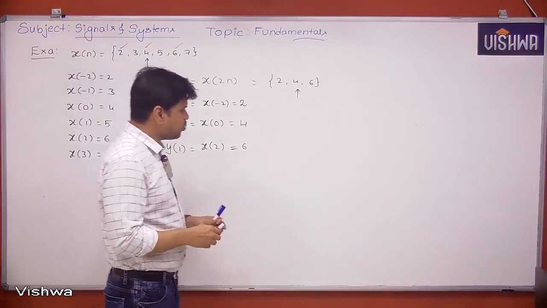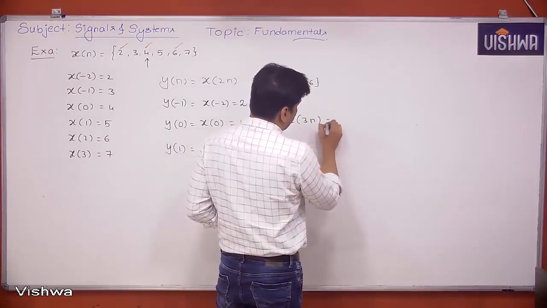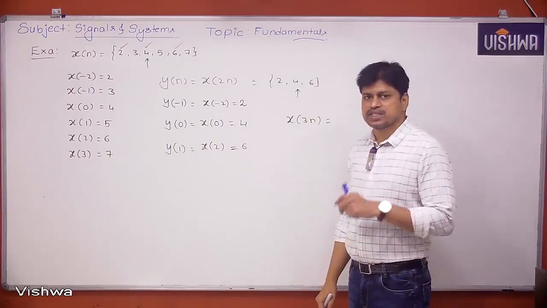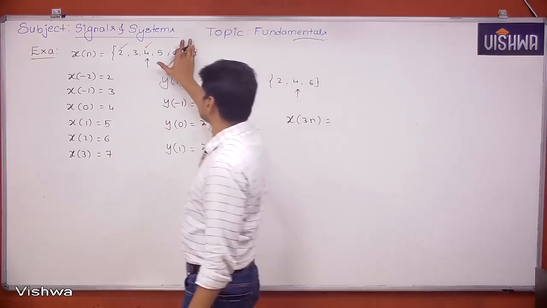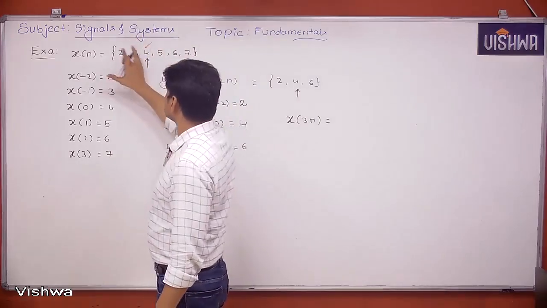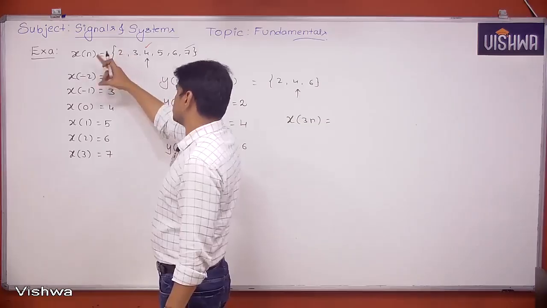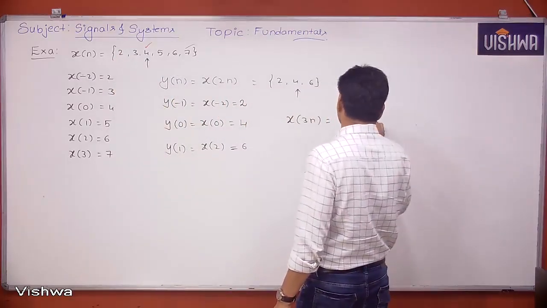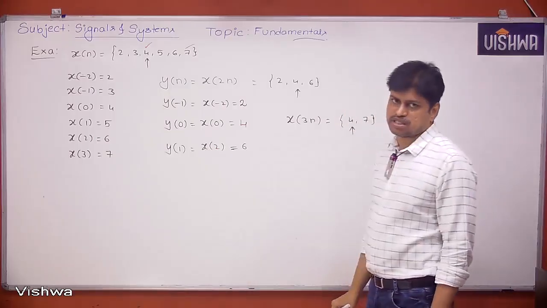Suppose somebody wants to find out x of 3n, then what do we have to do? Keep the 0th sample as it is and pick every third sample towards right and left. Then what are we going to get? 0th sample as it is, third sample, 1, 2, 3. Next, in this direction we don't have anything. So what we are going to get? 4, 7. I hope you understood how to find the decimation of a signal.